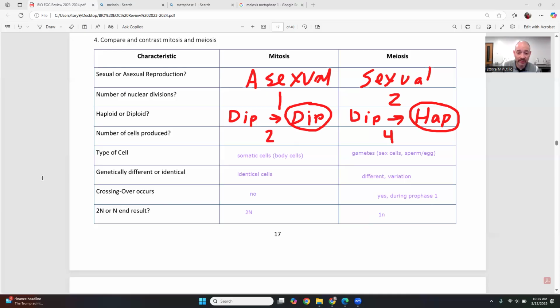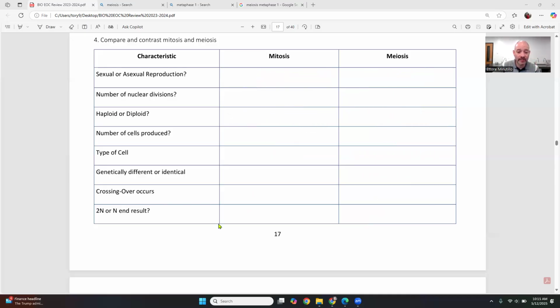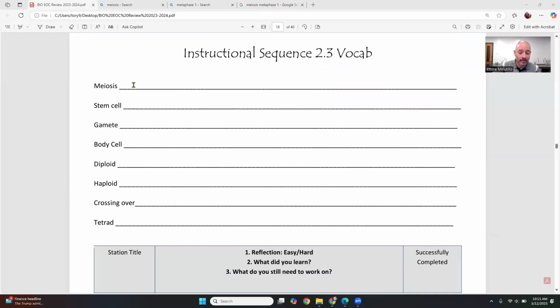Definitely take a look at this chart. Very important to the questions on the test. Clearing this out, we scroll down for a little bit of vocab here. Couple things to keep note of. Nothing crazy. We've kind of been talking about it. Meiosis, cell division for making gametes, reproductive cells.